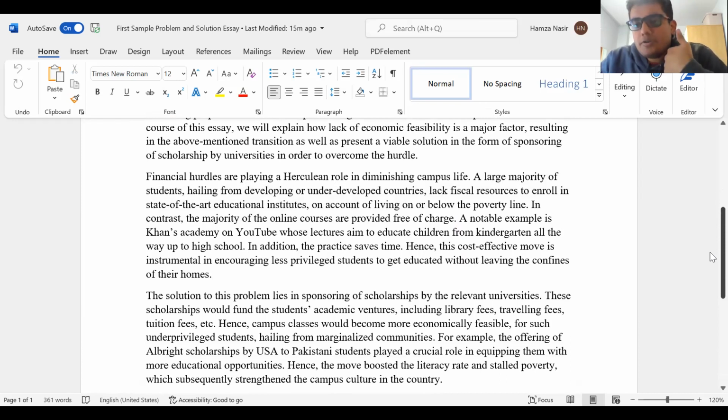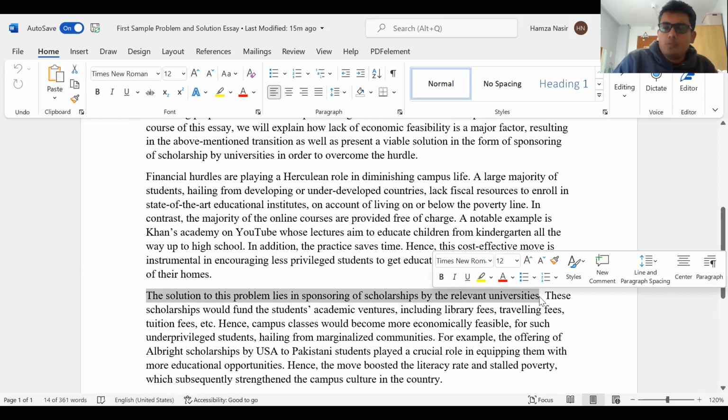Okay, you introduce the solution, explain how that is a solution in itself, explain the reasoning factor, give an example to validate it, and then you close it. Okay, so the solution. And once again, you could have your own solution to the problem. This is just me giving my own solution based on my personal experience of the matter. The solution to this problem lies in sponsoring of scholarships by the relevant universities. We have introduced a second idea.